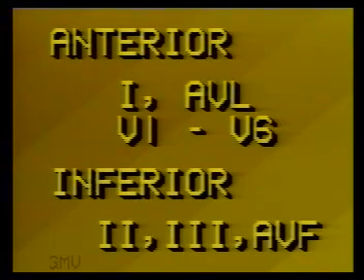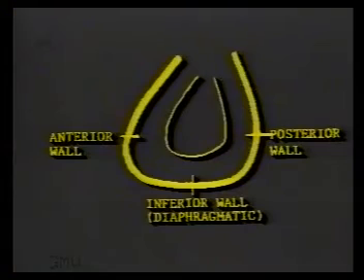This also means that in anterior wall infarction, leads 2, 3 and AVF will show the reciprocal changes of ST segment depression and tall T waves. And in inferior wall infarction, leads 1, AVL and the chest leads will show these reciprocal changes. To understand this concept better, let us view the heart from the lateral side.